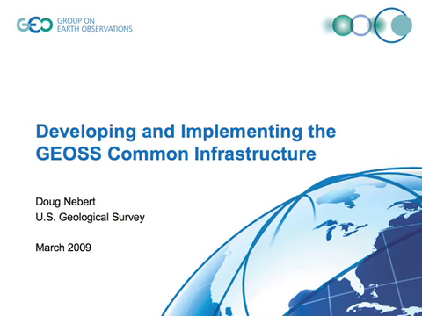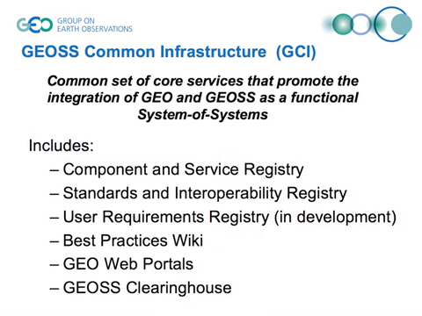This is a presentation on developing and implementing the GEOSS Common Infrastructure. GEOSS Common Infrastructure is a common set of core services to promote the integration of the Group on Earth Observation, otherwise known as GEO, and its system of systems as a functional system of systems. So these are elements that help glue together the community to assist in the discovery of Earth observation data.